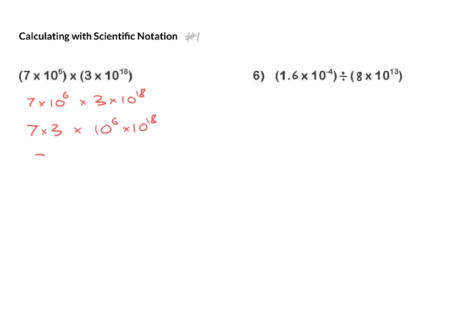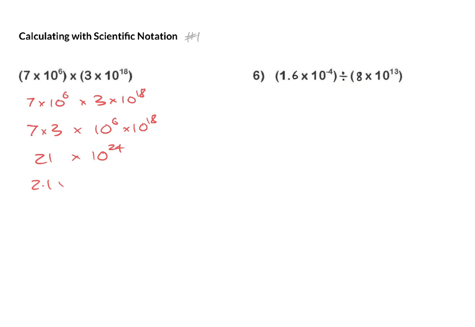7 times 3 is 21. And I have 10 to the 6 times 10 to the 18, which, adding those powers, is 10 to the 24. Now this number here is not in standard form or scientific notation. So I need to change this. I need it to be 2.1. But 21 isn't equal to 2.1.